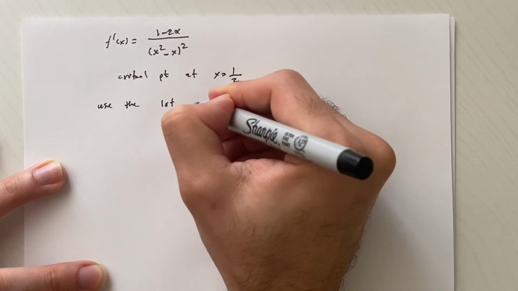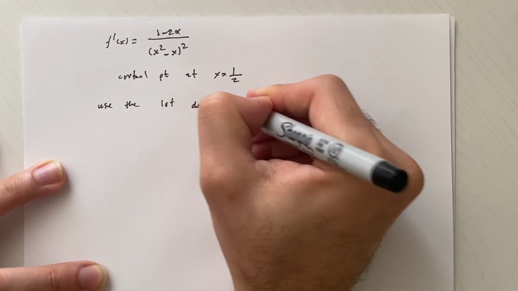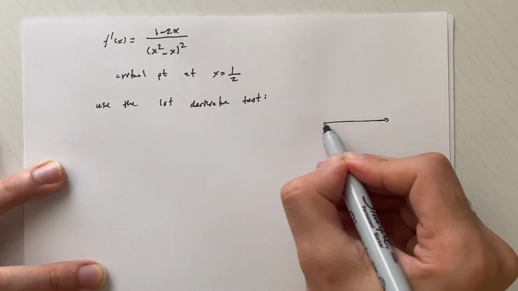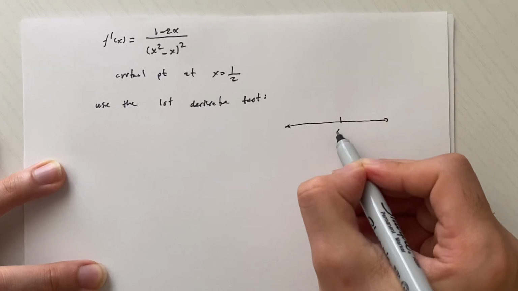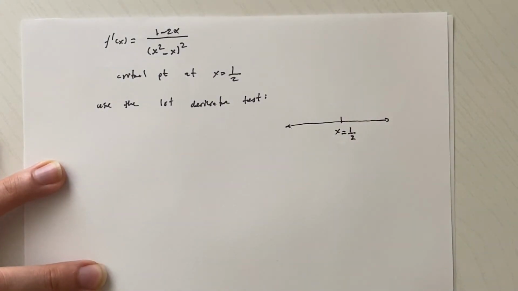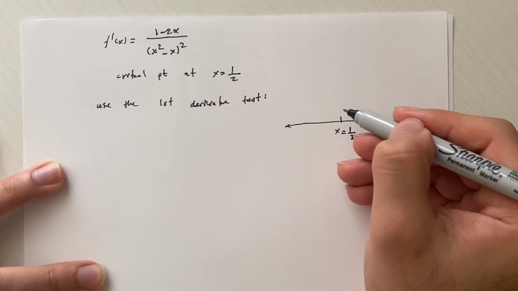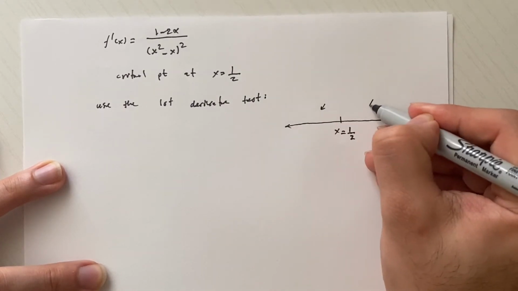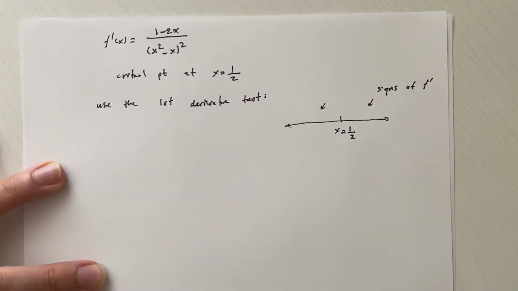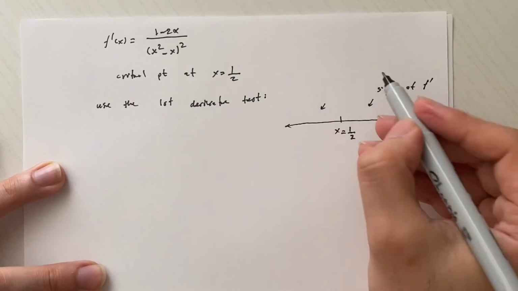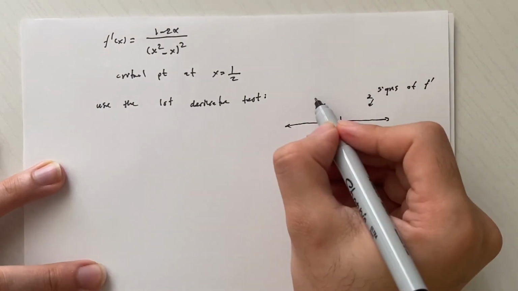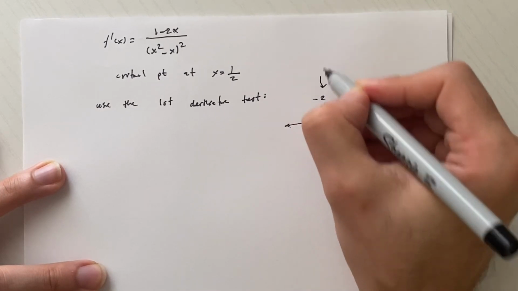Now we have to determine whether this is a local maximum, a local minimum, or neither. To do that, I'm going to use the first derivative test. You can also use the second derivative, but I chose the first derivative test. So I draw a number line, and here I mark our point, x equal to one half. Here I'm going to pick a value that is larger than one half and a value that is less than one half, and check the signs of f prime. I'm going to choose 2 and minus 2.